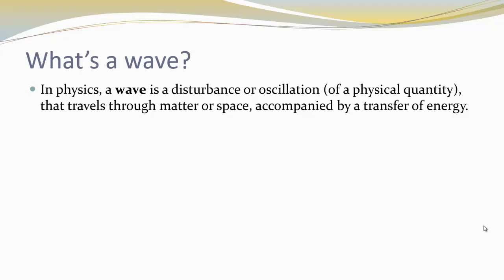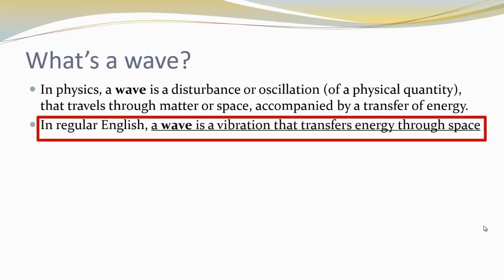Today we're going to be going over waves and water and how the two are connected and how they interact. So to start, we need to know what a wave is. In physics, a wave is a disturbance or an oscillation, meaning a thing that goes back and forth repeatedly, and it travels through matter or space, and there's a transfer of energy that goes with it. For our purposes, a wave is a vibration that transfers energy through space.